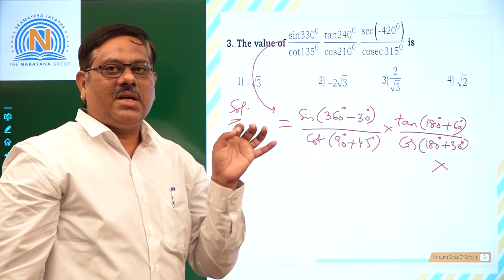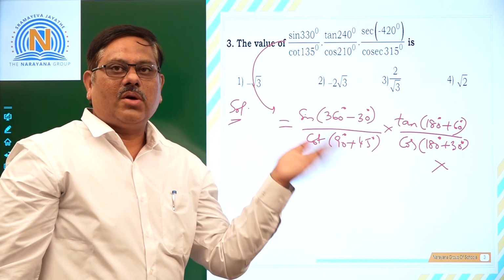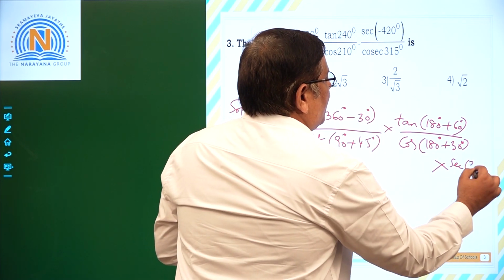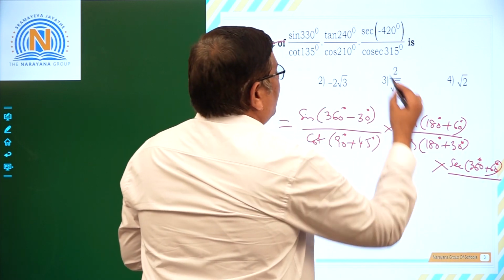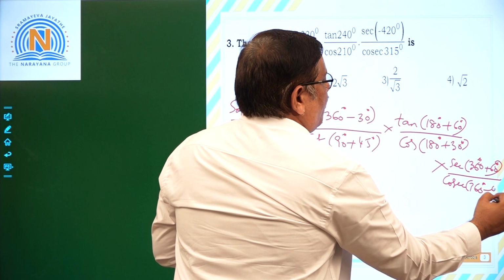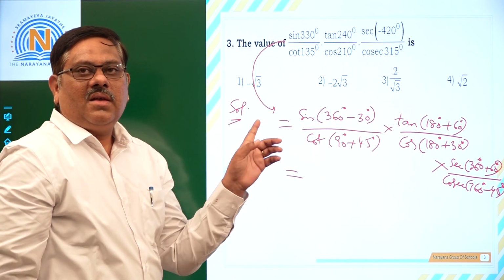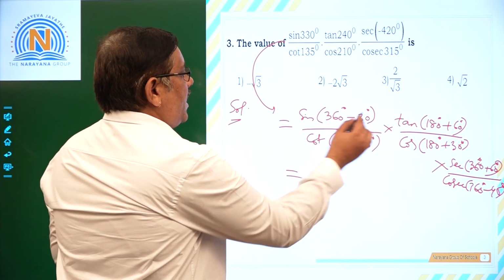Only cos and secant functions, secant of minus theta or cos of minus theta, give you positive results. Now let us see secant 420, which means secant of 360 degrees plus 60 degrees, upon cosecant of 360 degrees minus 45 degrees. Now let us simplify that. Sin of 360 minus theta: 360 minus theta is an angle in the fourth quadrant, where the sign is negative, so minus sin 30 degrees.